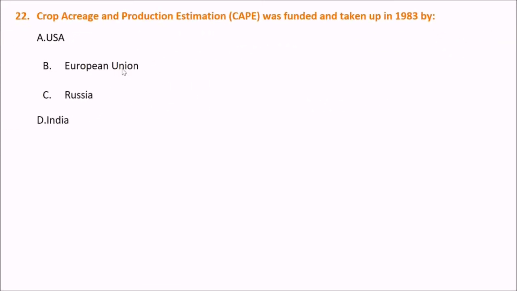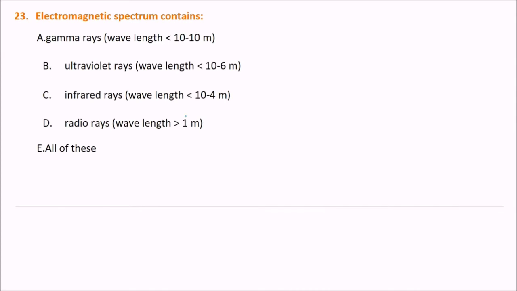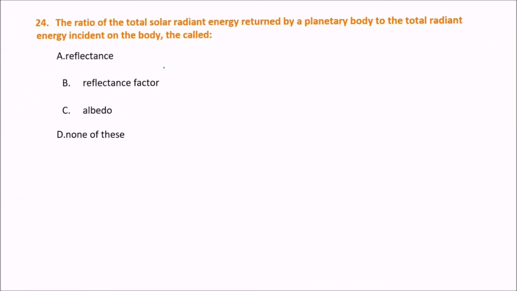Next, crop acreage and production estimation, that is CAPE, was funded and taken up in 1983 by India. Next, the electromagnetic spectrum contains gamma, ultraviolet, infrared, radio. Of course, the answer would be all of these. The electromagnetic spectrum covers all of this.